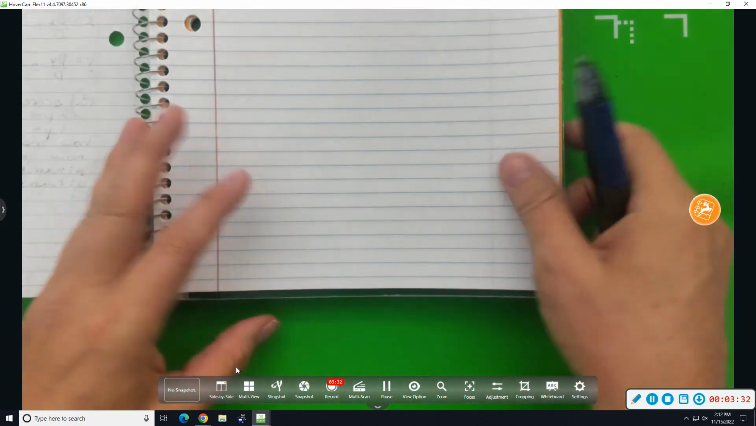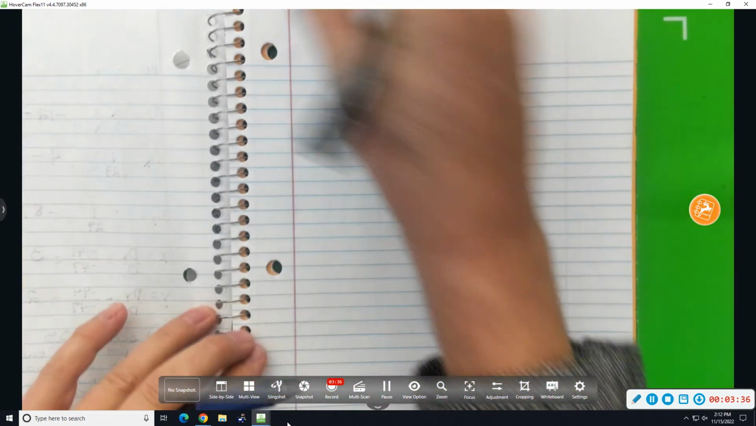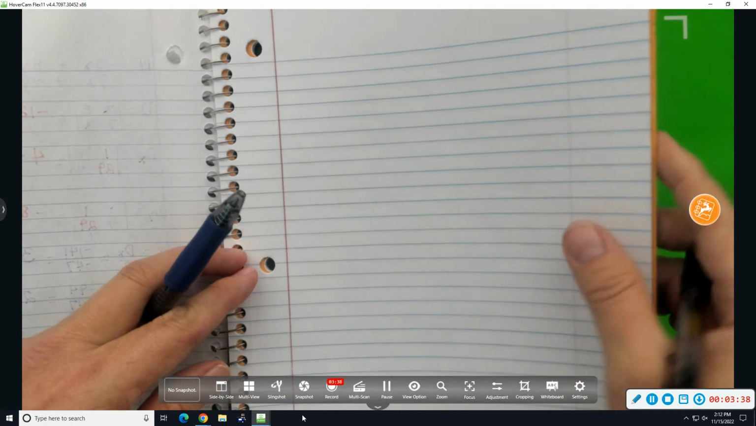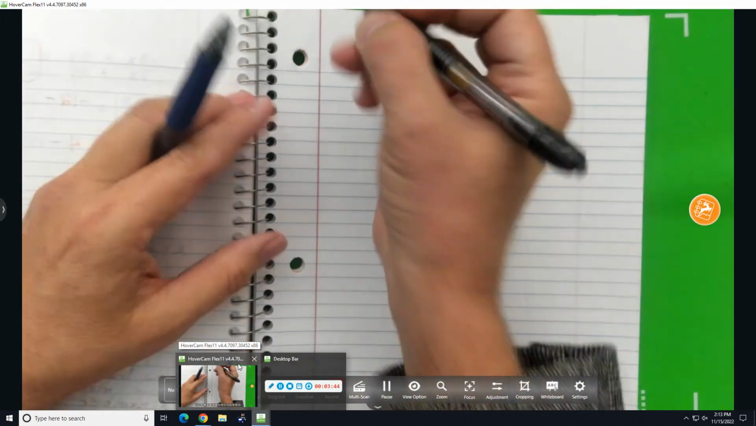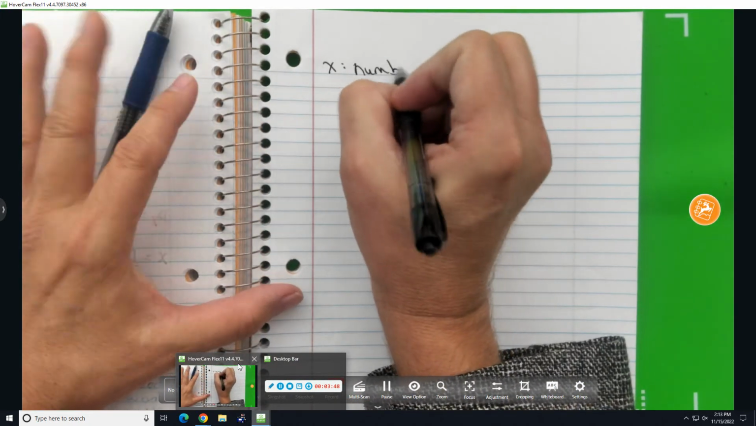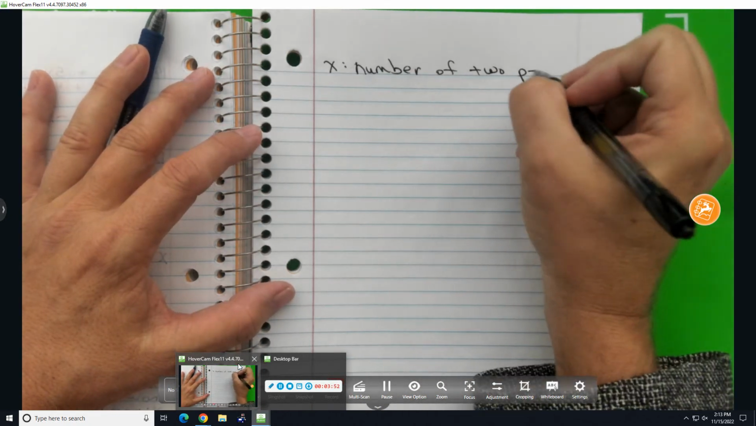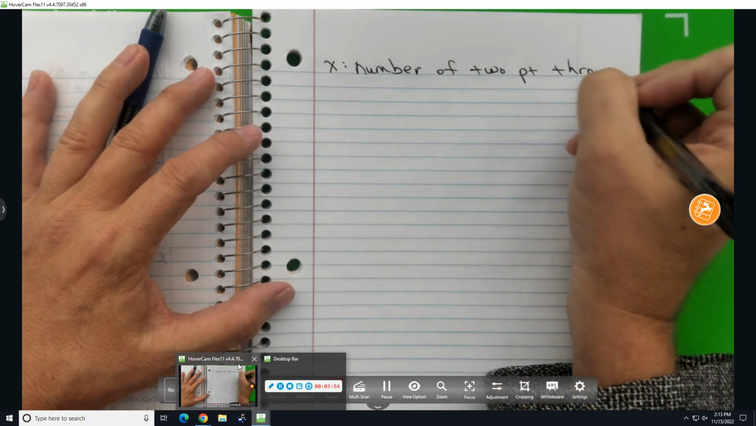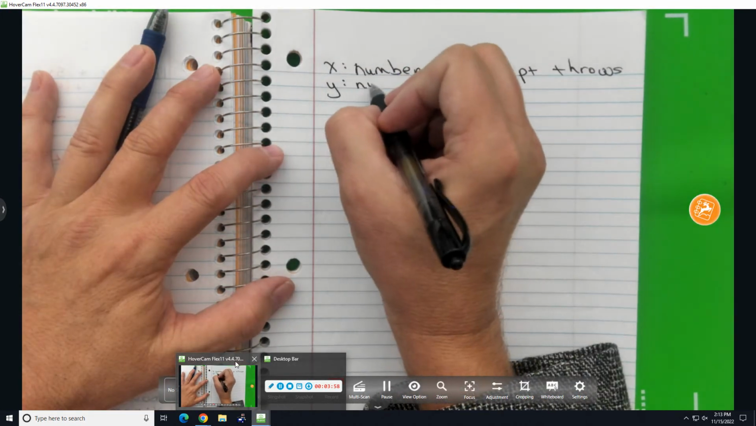So I'll let X be the number of 2-point throws and Y be the number of free throws.